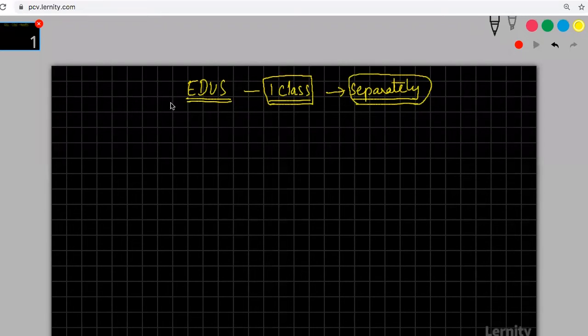What is a key? Key is a taxonomical aid.